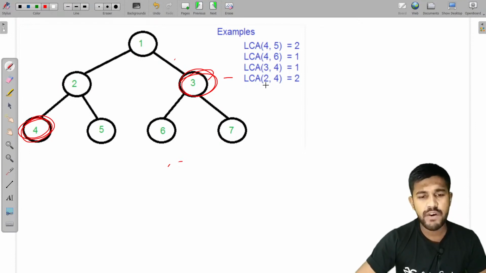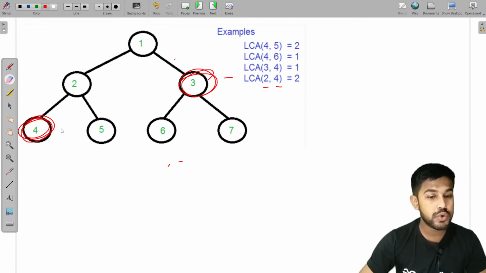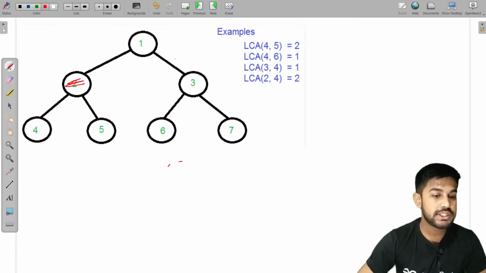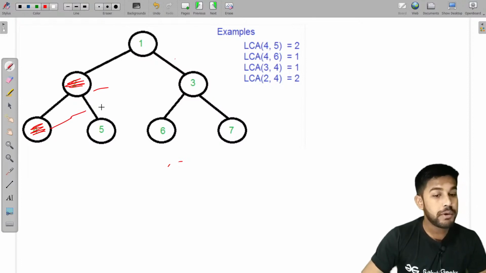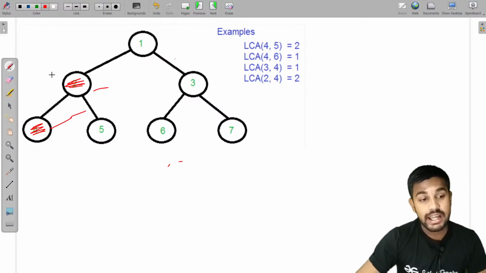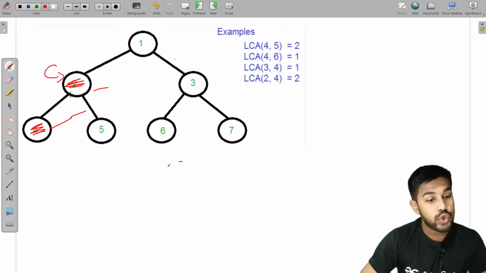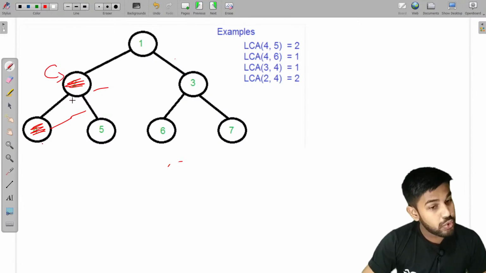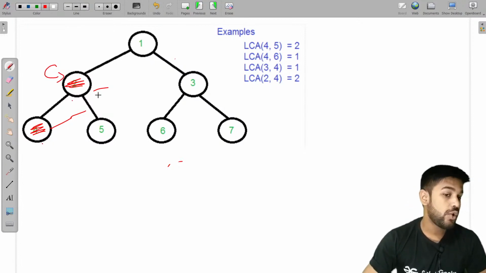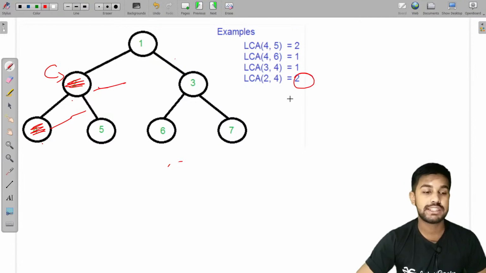Now again 2 and 4. Let us see where is 2 and 4. 2 is here, 4 is here. Which is the ancestor of it? 1 is obviously an ancestor. But for 2 and 4, this is absolutely very important, because here it is treated that a node is an ancestor of itself. So 2 is the ancestor of 4 and 2 is also the ancestor of itself. So we can say that 2 is the ancestor of both.